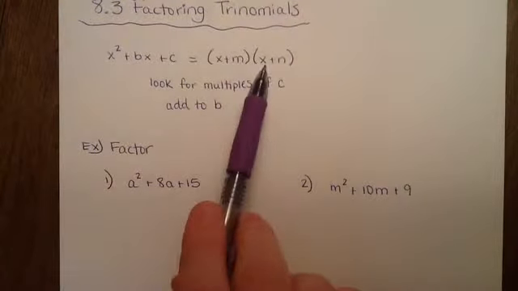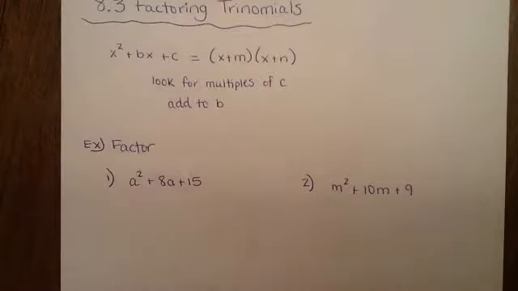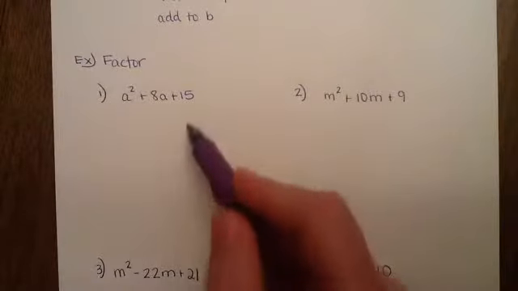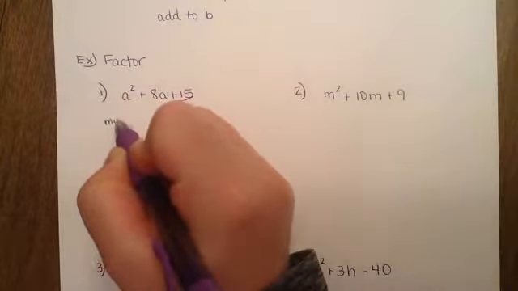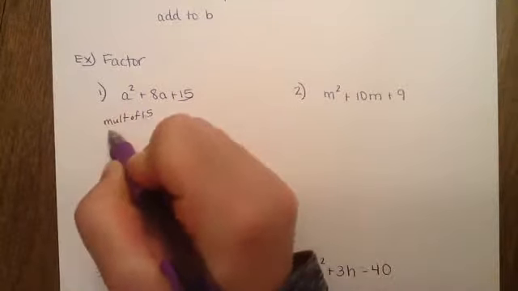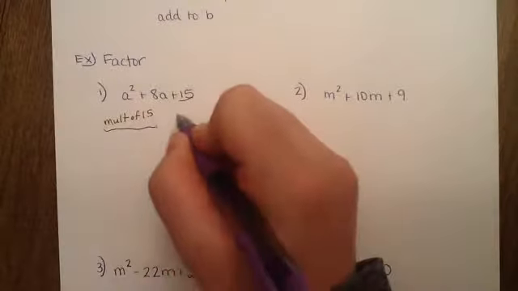Before, we started with this and double distributed to get this. Now we're working backwards. So first, a squared plus 8a plus 15. I want us first to find the multiples of 15, and I want the ones that add to be 8.